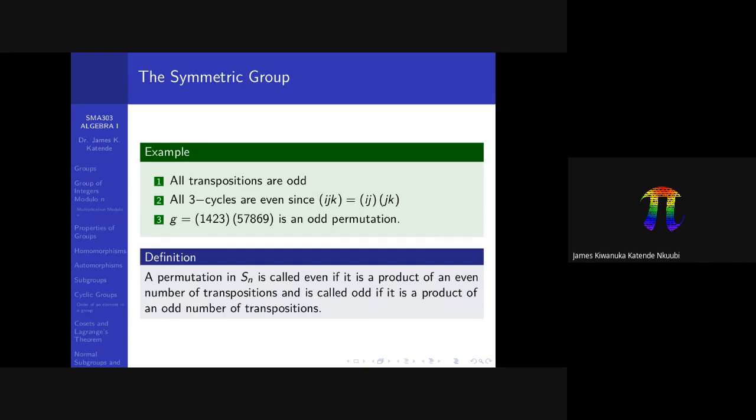So the definition came later after I'd already used the term. This is a definition I was supposed to have put earlier, before this example. A permutation will be even if it is a product of an even number of transpositions, and it will be called odd if it's a product of an odd number of transpositions. Any questions on this?